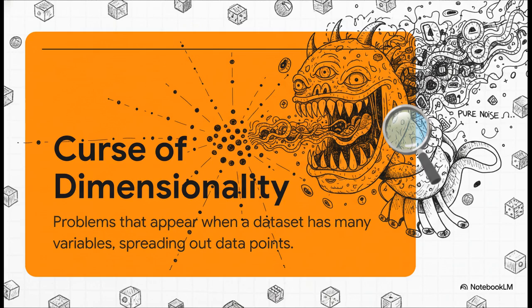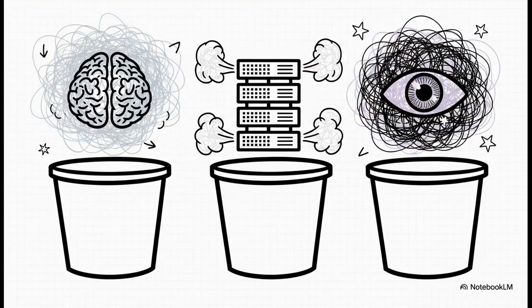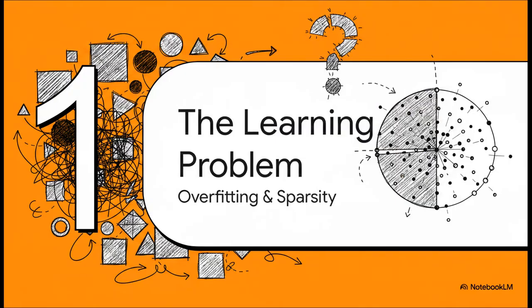As you add more dimensions, meaning more variables or features to your dataset, the overall space your data lives in grows exponentially. Suddenly, all your data points are incredibly spread out, and the underlying structure of your information just starts to collapse. To really wrap our heads around this curse and pace ourselves, we're going to group the symptoms into three logical buckets: the learning problem, the hardware problem, and the human problem. All right, let's jump straight into symptom number one, the learning problem.